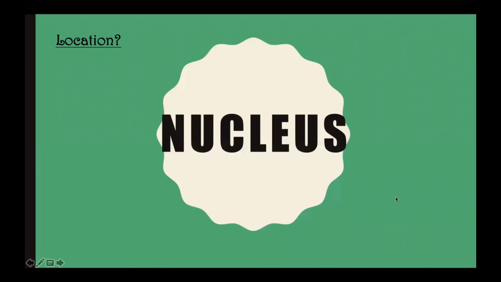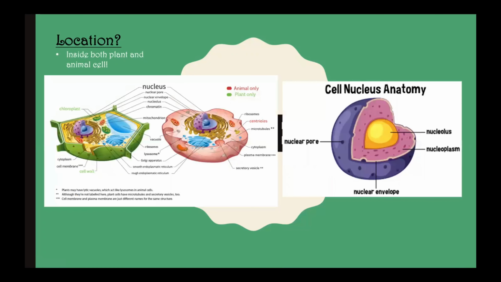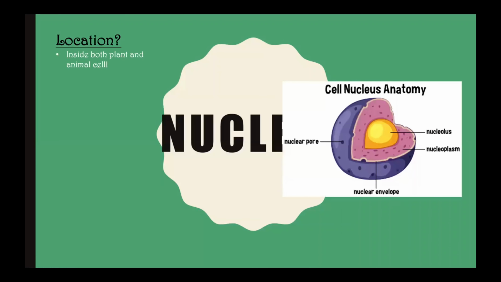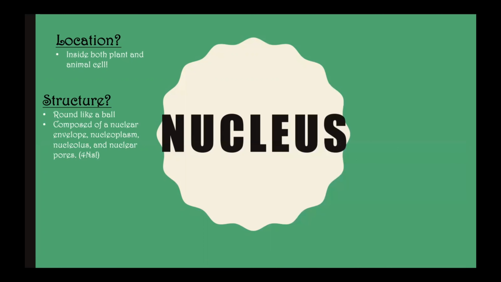Today we will be learning about the cell's nucleus. Where is the nucleus located? It is inside both animal and plant cells, and you can already guess which one it is from these two pictures. It is the one that looks like a round purple ball. It is composed of a nuclear envelope, a nucleoplasm, a nucleolus, and nuclear pores. The easiest way to remember all of these is by remembering the four N's. We will go a little deeper into each of their functions in just a little bit.